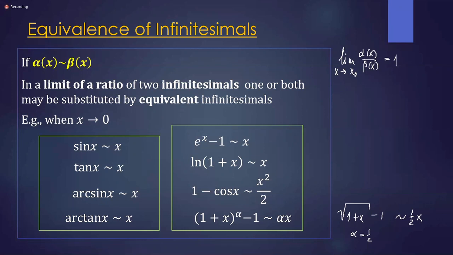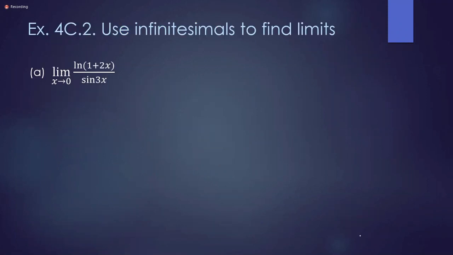And now let's have a look at some examples of how to use these equivalences. The first example: limit of natural logarithm of 1 plus 2x divided by sine of 3x. Now let's remember some of those equivalences. x tends to 0, so we can use the previous information.